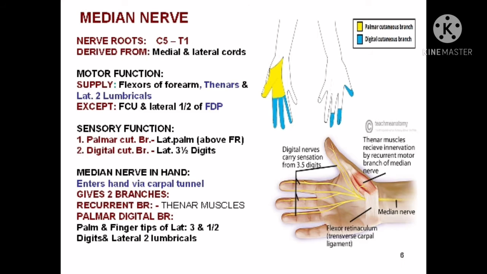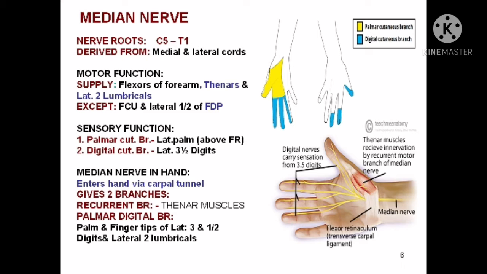The median nerve, its root value is C5 to T1 spinal segments. It is derived from the medial and lateral cords of the brachial plexus. The motor function: it supplies the flexors of the forearm, the thenars, and the lateral 2 lumbricals of the hand, except the flexor carpi ulnaris and half of the flexor digitorum profundus, which is supplied by the ulnar nerve. The sensory function of the median nerve.